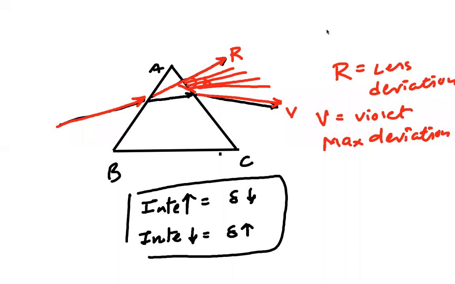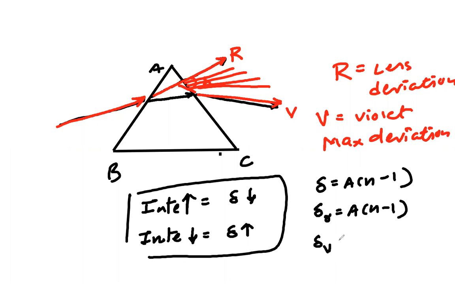So my expression which I have placed over here is delta equals (n minus 1) into A, or A into (n minus 1). I am putting this for the two colors, which will give me delta for the red color, deviation for the red color equals A into (n minus 1), and delta for the violet equals A into (n minus 1). So it will give me the deviation equation for both. So I am just putting this formula.